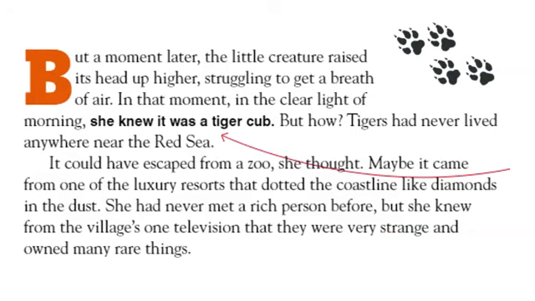But a moment later, the little creature raised its head up higher, struggling to get a breath of air. In that moment, in the clear light of morning, she knew it was a tiger cub. But how? Tigers had never lived anywhere near the Red Sea. It could have escaped from a zoo, she thought. Maybe it came from one of the luxury resorts that dotted the coastline like diamonds in the dust. She had never met a rich person before, but she knew from the village's one television that they were very strange and owned many rare things.